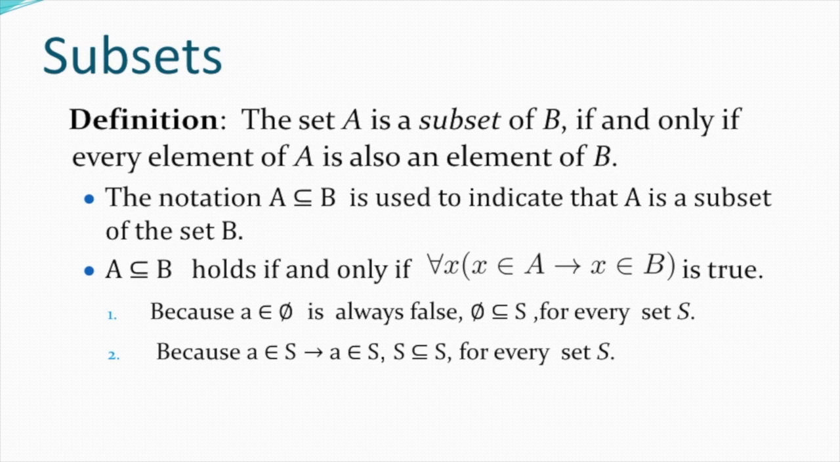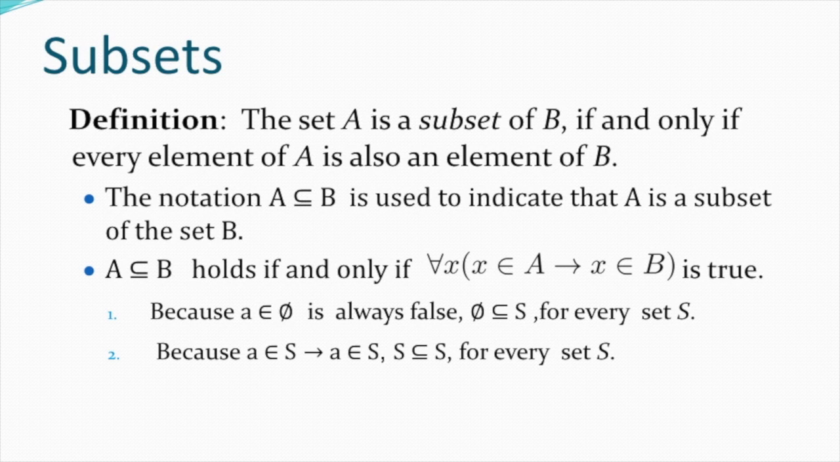Now, what do we mean by subsets? There is a set called A, and it will be a subset of the set capital B if and only if every element of A is also an element of B. But this does not necessarily mean that the elements of B should exist in A. This means the set B could have more elements than the set A, and still set A is a subset of set B.